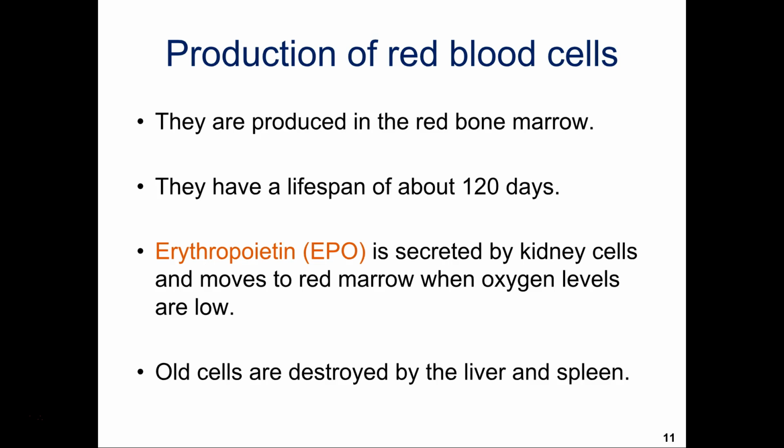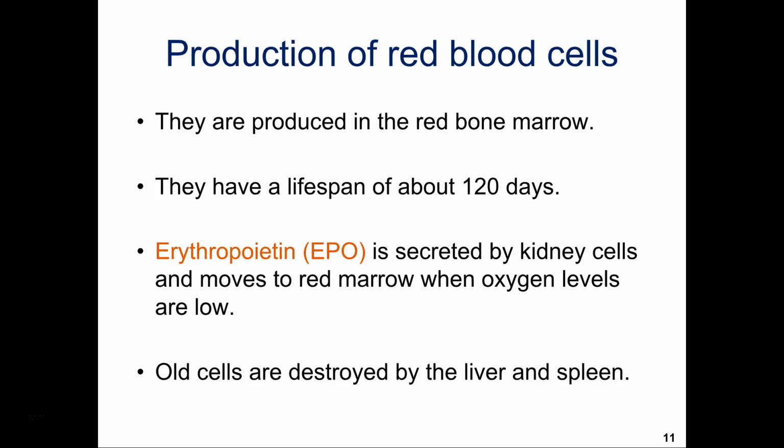So again, red blood cells or erythrocytes are produced in your bone marrow. They have a lifespan of 120 days, about 4 months. Erythropoietin, which is secreted by the kidneys, tells your body that it needs to make more red blood cells.